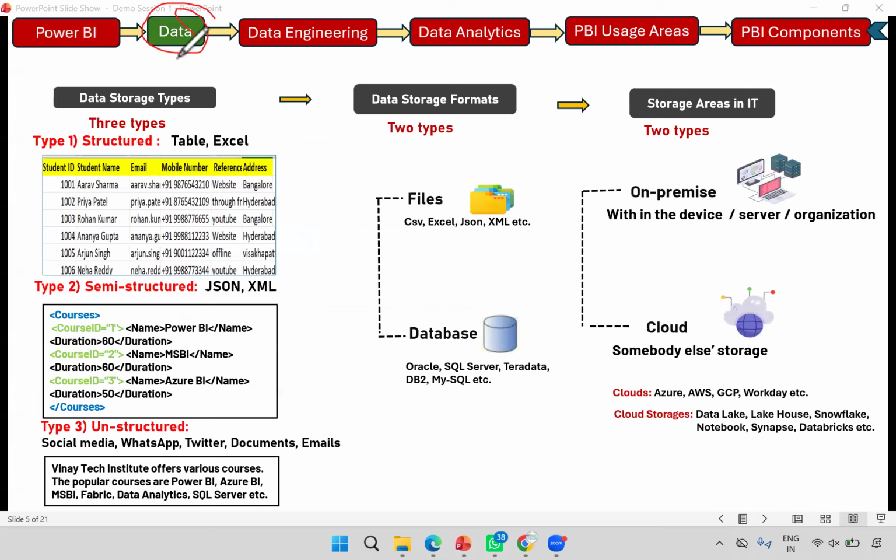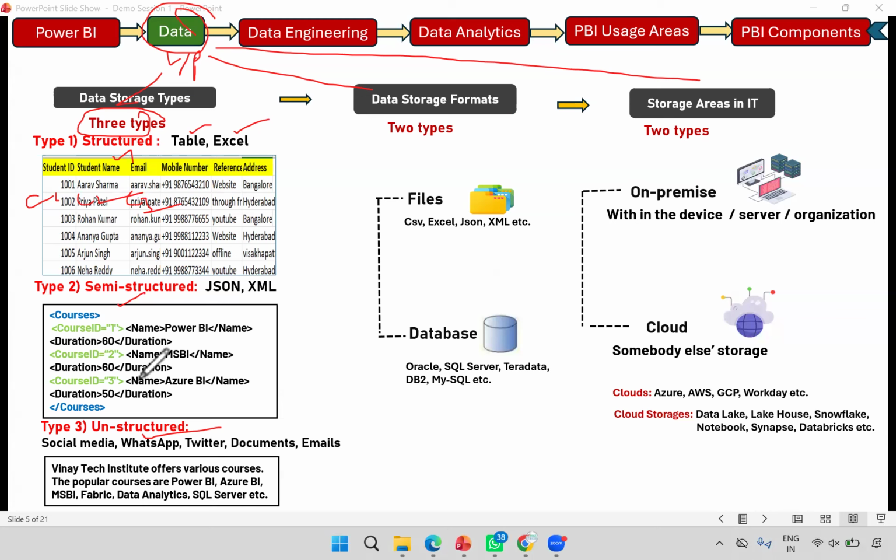First, data, because this is the input. So what type of input does it support? Power BI supports any type of storage, any format, any storage area. In the IT industry, we have three types of data: structured data, semi-structured data, unstructured data. Table and Excel come under structured storage. Column by column data is available: column 1, column 2, column 3, like this. Even at Excel level we keep it the same way. So structured objects.